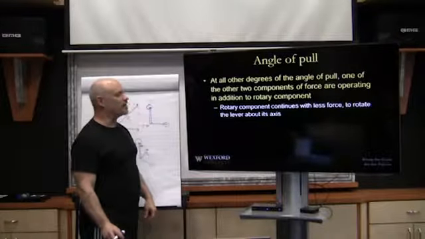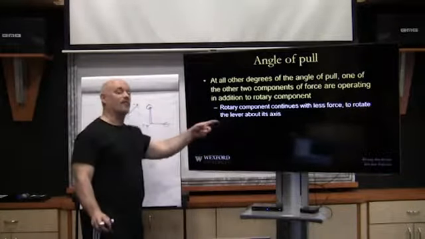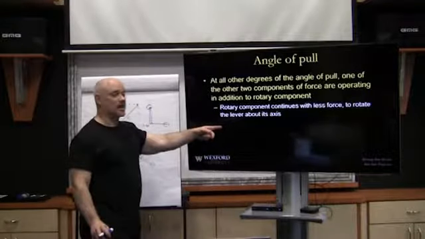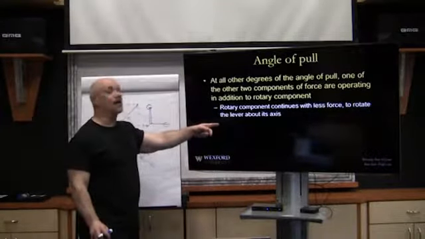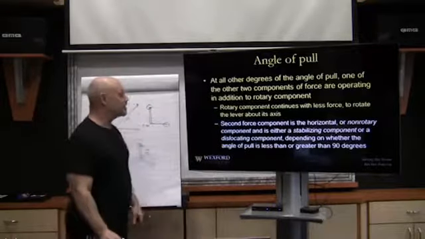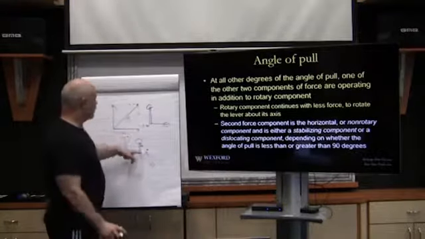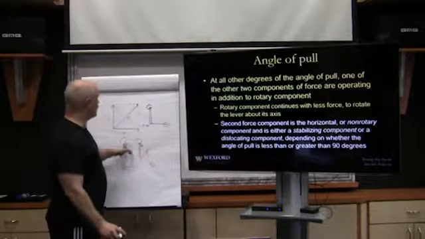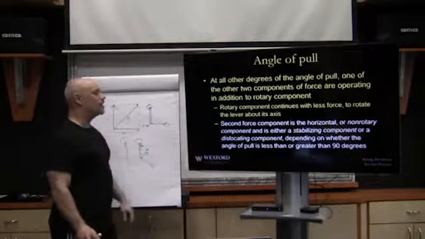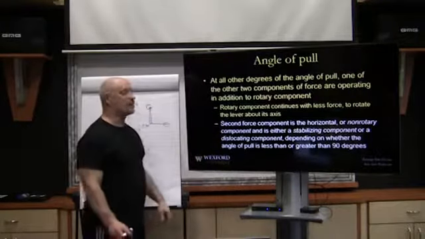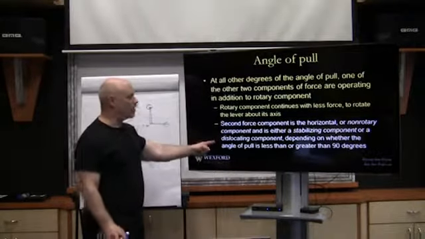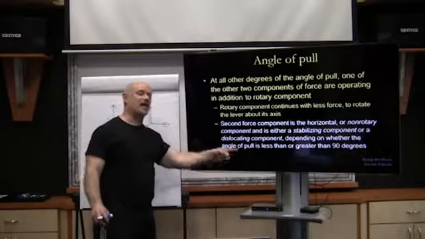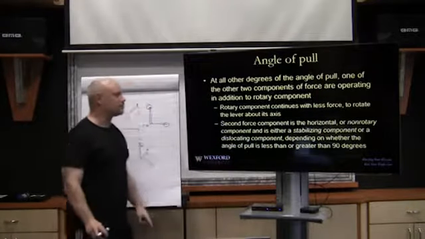Now, the rotary component continues with less force to rotate the lever about its axis when the angle is less than 90 degrees or greater than 90 degrees. And the second force is the horizontal. Here we have our vertical. The next one will be the horizontal. The non-rotary component is either a stabilizing component or a dislocating component, depending on whether the angle of pull is less than or greater than 90 degrees.